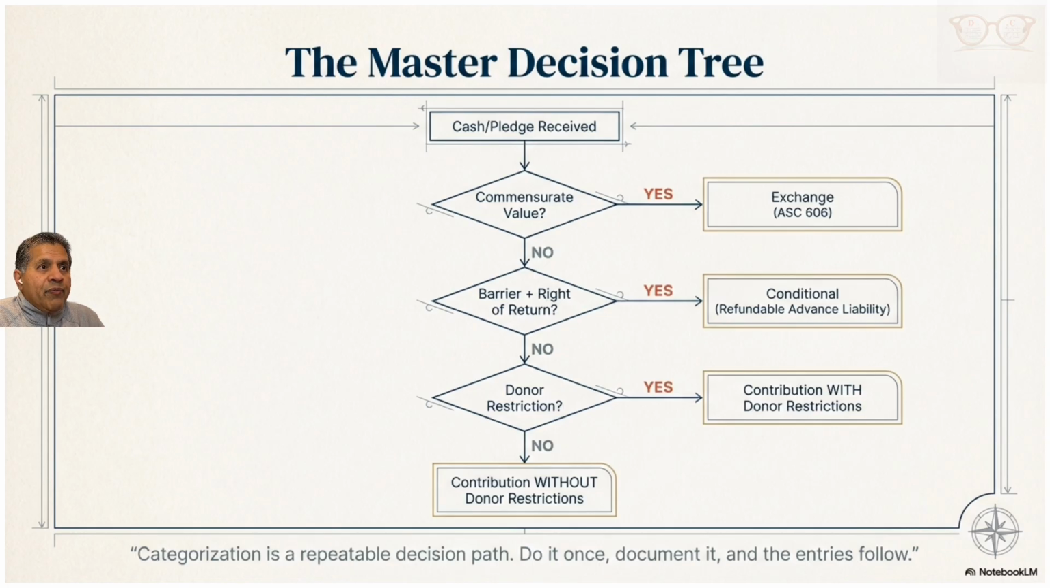This is your roadmap. When a check or pledge arrives, follow the path. Is it an exchange? No. Is it conditional? No. Is it restricted? Let's say it's yes. Well, then it goes to contribution with donor restrictions. If, however, it's not restricted, it goes to contribution without donor restrictions. Categorization is a repeatable path. Do it once, document it, and the entries follow.